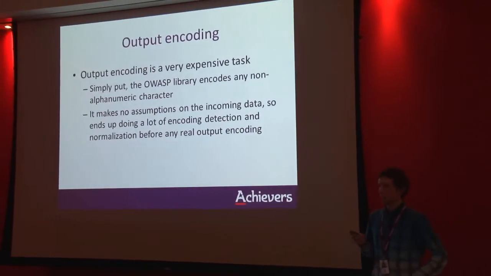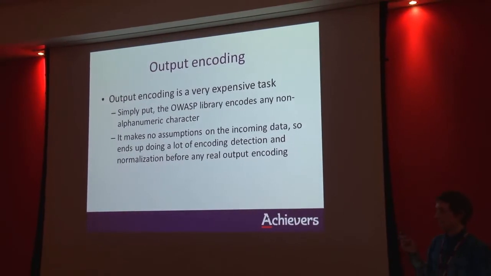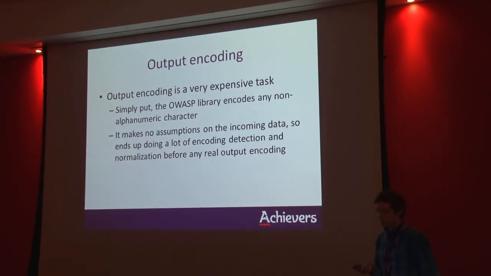Again, as I said, output encoding is not a simple task. The way the OWASP library works is that basically every non-alphanumeric character is encoded to a Unicode code point based upon the context, and it makes no assumptions on the incoming data. It's a very generic library, so it has to do a lot of encoding detection and normalization before it does any actual real work.